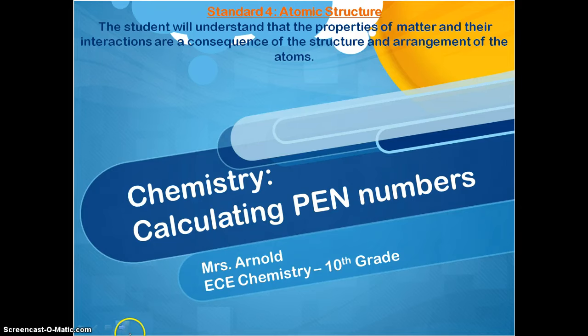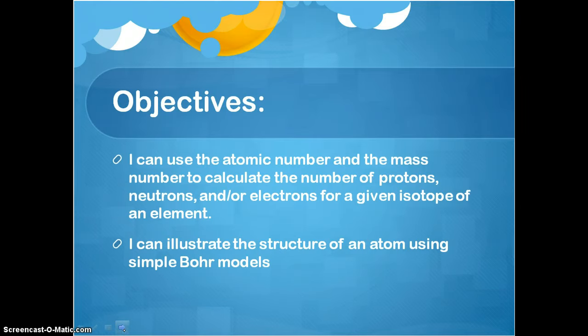In this lesson, we will have two objectives. The first thing students should be able to do is use the atomic number and the mass number to calculate the number of protons, electrons, and neutrons in any element. And then we are going to take that information and illustrate the structure of an atom by drawing a Bohr model.